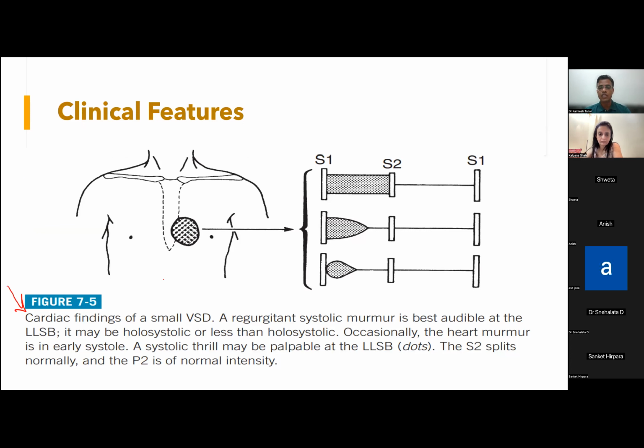In a small VSD, because of flow from the LV to the RV, there will be a left to right shunt, and you will be able to hear a holosystolic or pansystolic murmur. And because not much flow is going directly to the pulmonary circuit, there will not be much murmur regarding the high pulmonary blood flow.